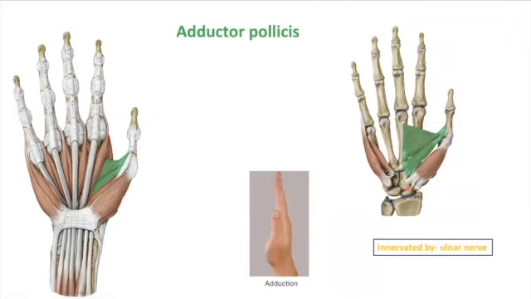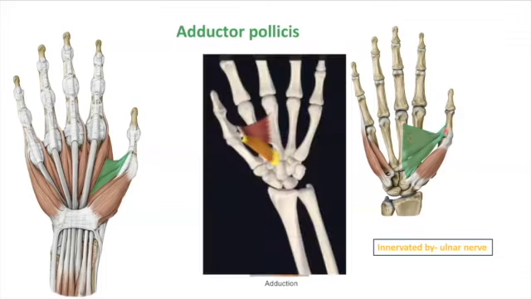The second compartment is adductor compartment, and this compartment contains 1 muscle, which is the adductor pollicis muscle. This muscle has 2 parts. It has a horizontal and an oblique part, but both parts, when they contract, will adduct the thumb. As you see it here, when this muscle contracts, it will adduct the thumb. And this muscle is innervated by ulnar nerve.